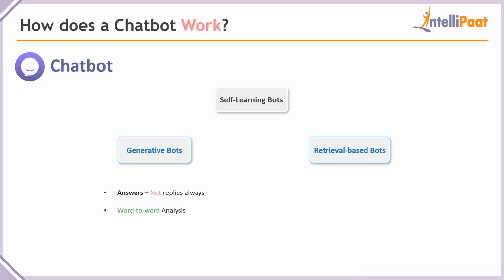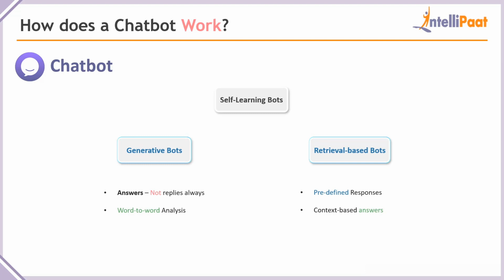So you might be wondering, if I ask it any complex query, will I get an answer because it's using artificial intelligence? Well, the answer is no, because even though it can do word-to-word analysis, there are certain limitations here which will not allow it to give you an answer every single time. In that case, generative bots actually have the upper hand over retrieval-based bots, because retrieval-based bots have predefined responses.